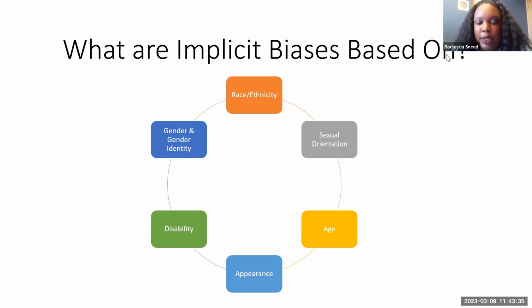You can have bias based on appearance. So do you have a preference for people who dress a certain way or who are of a certain body size? You can also see biases based on disability status. So do you have biases toward people who use wheelchairs or people who don't? You can also have biases based on gender identity, as well as gender. Often what we see with biases based on gender is that we may have ideas about the types of activities that women should engage in as opposed to the types of activities that men should engage in. And so we all have these different types of biases operating at the same time within our brain, and we often use these to make decisions.